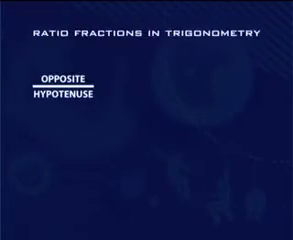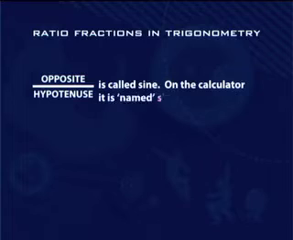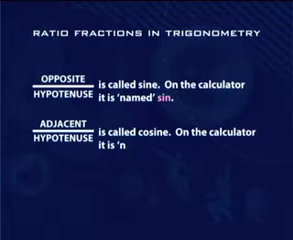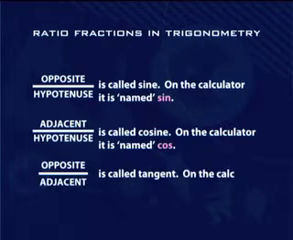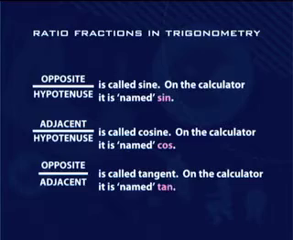There are three ratios that are particularly important. The opposite side over the hypotenuse is called sine, and on the calculator it is the sine button. The adjacent side over the hypotenuse is called cosine, or cos for short. The opposite over the adjacent side is called tangent, or tan for short.